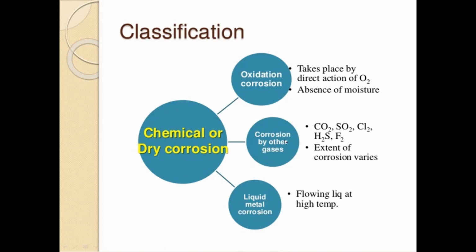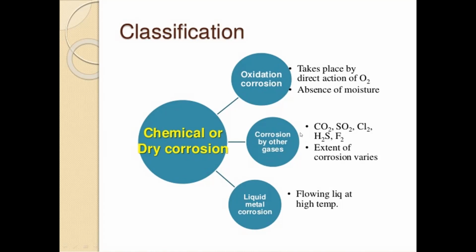Now second is corrosion by other gases. Corrosion due to oxygen is called oxidation corrosion, and corrosion due to gases other than oxygen is called corrosion by other gases. The other gases present in the atmosphere include carbon dioxide, sulfur dioxide, chlorine, hydrogen sulfide, fluorine, etc. Due to these, corrosion occurs, and that type of dry corrosion is called corrosion by other gases.